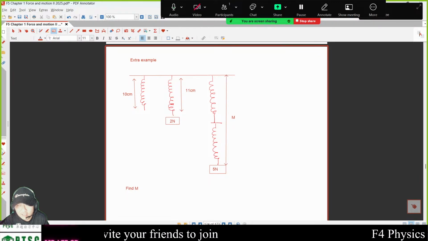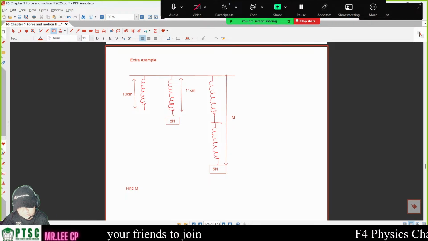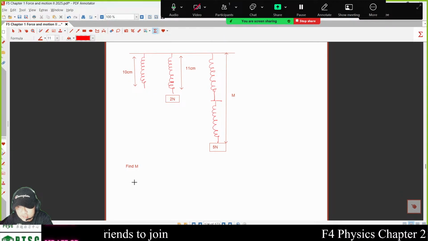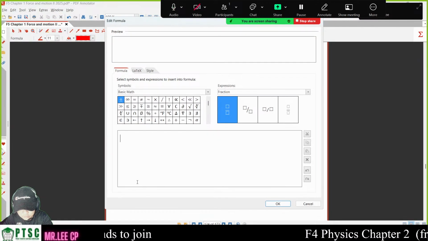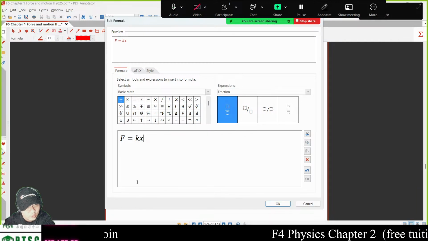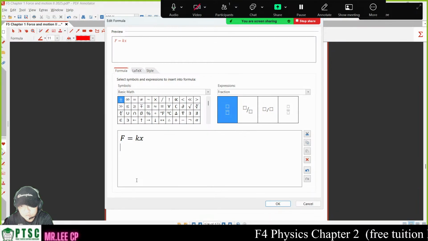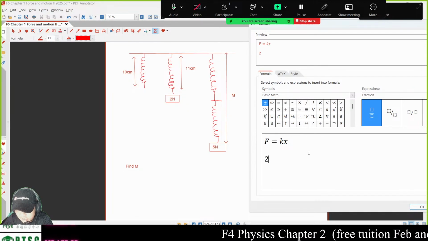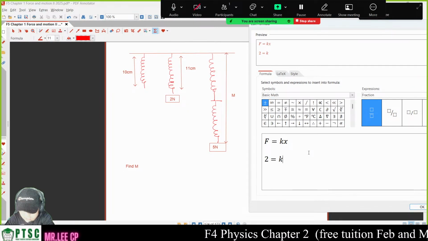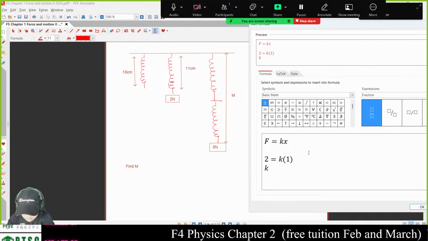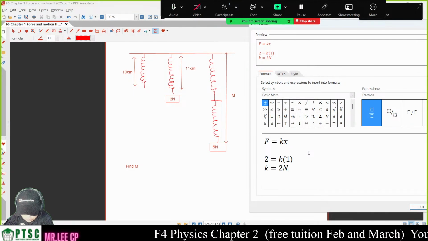Okay. So now, do they ask you find energy? No, right? This kind of question, no. So what should I do? Right? F is equal to kx. I'll do both way for you to show you how it works. Now F is 2 Newton. K don't know. X is 1 cm. So K will be equal to 2 Newton per cm.